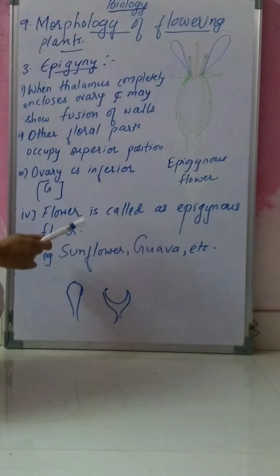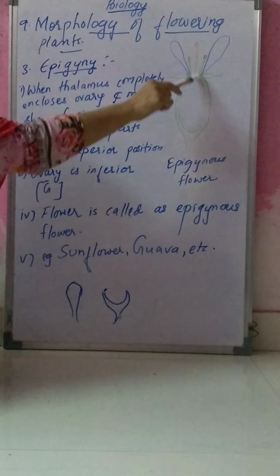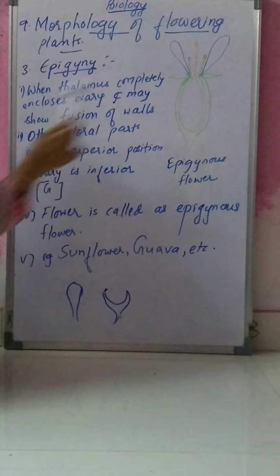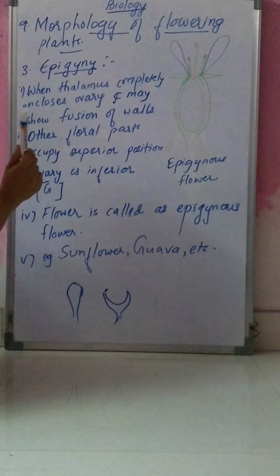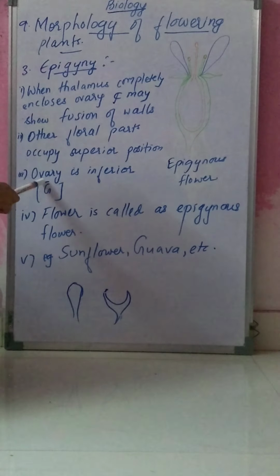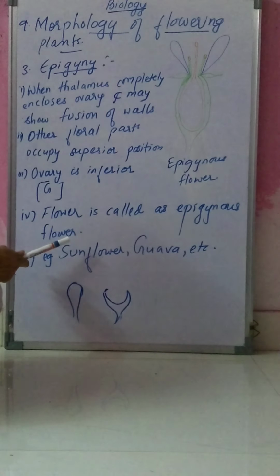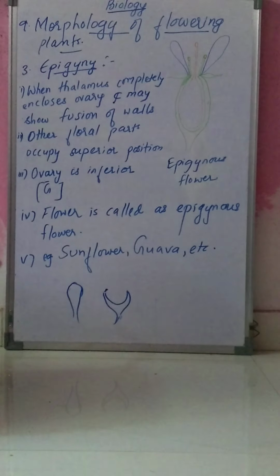And the third is epigyny, where you can see the thalamus completely encloses the ovary, meaning the walls are almost fused. Here the position of the ovary is inferior, and this type of flower is known as an epigynous flower. Examples are sunflower and guava.